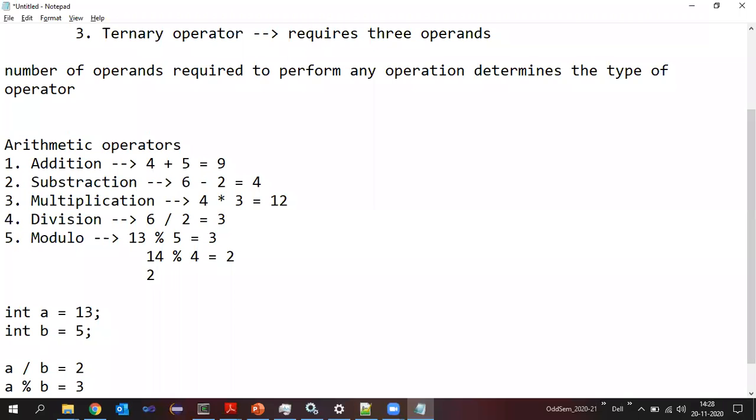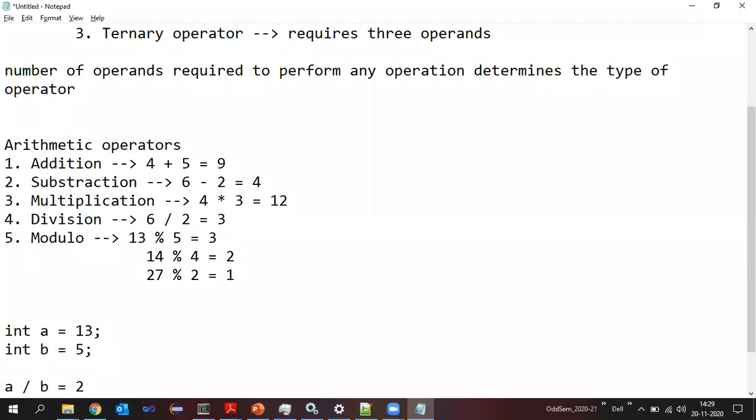Now, few more examples. Say 27 modulo 2. What will be the value now? 27 modulo 2 is 1, right? So you can divide 27 by 2 till 26, then you get one as the remainder, right?